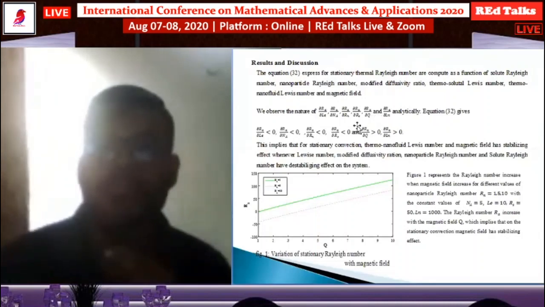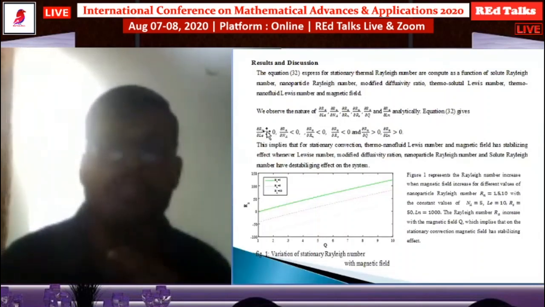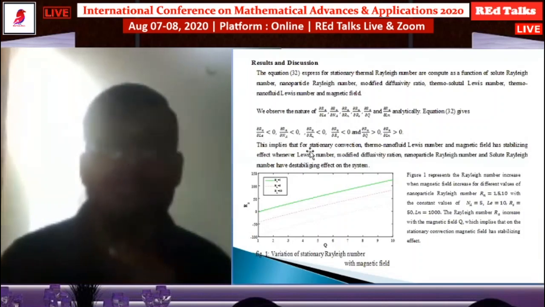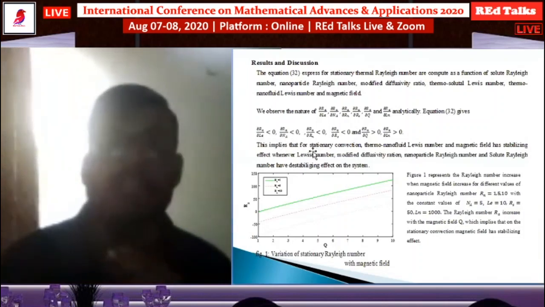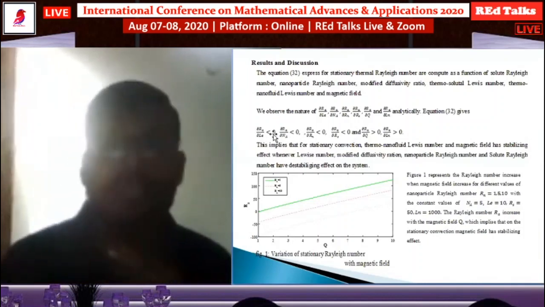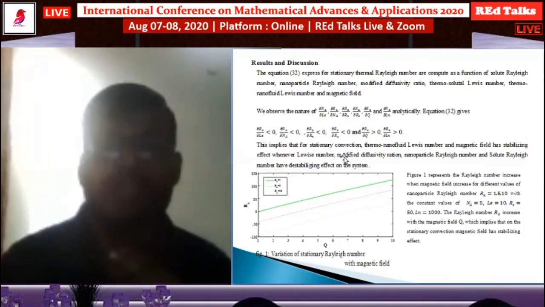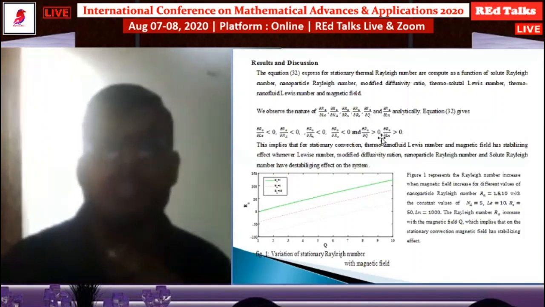Equation number 32 gives del Ra over del Le, which is negative. This implies that if this quantity is negative, then we get a destabilizing mode, and if it is positive, then we get a stabilizing mode.